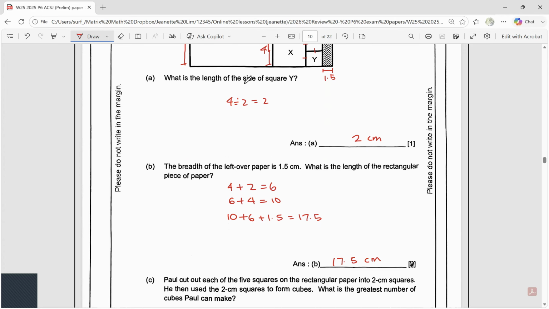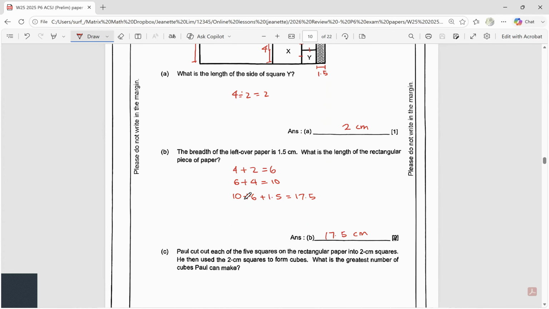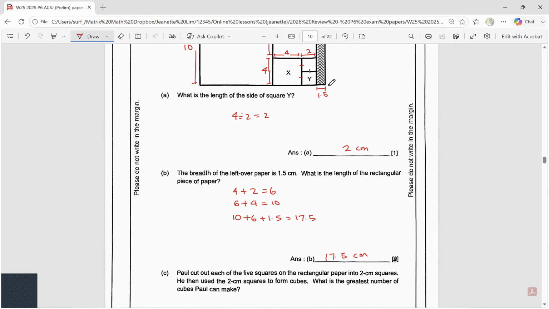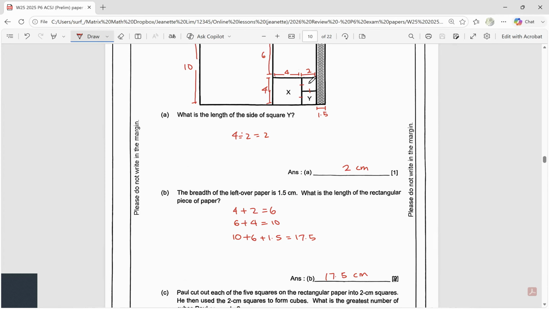For part C, Paul cut out each of the 5 squares on the rectangular paper into 2 cm squares. He then used the 2 cm squares to form cubes. What is the greatest number of cubes Paul can make? This is already a 2 cm square, which means that in a square, each side is 2 cm. So you already have 2 of that.